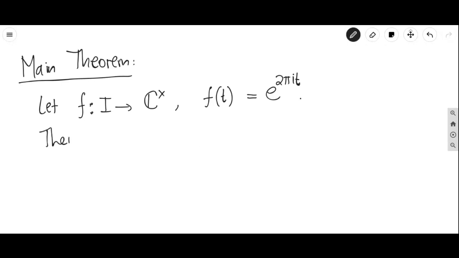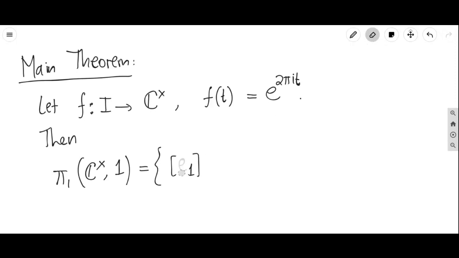Then the fundamental group of the punctured plane at 1, when you write it out, will consist of the identity. This is the identity class, the homotopy class of closed loops that stay constant at 1. Then it will consist of the homotopy class of f, and the homotopy class of f squared. Just to recall what that means, you do f star f. The way you multiply classes is with juxtaposition.